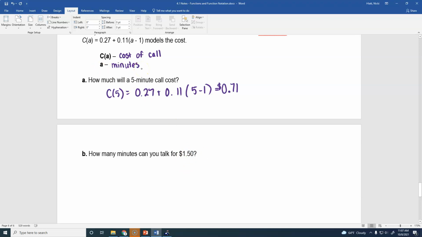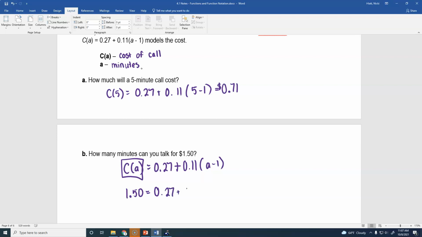So in that equation, C of A equals 0.27 plus 0.11 times A minus 1. C of A stands for my cost. So in this case, I know the cost, but I don't know the minutes. So I'm going to have to plug $1.50 in for the cost.